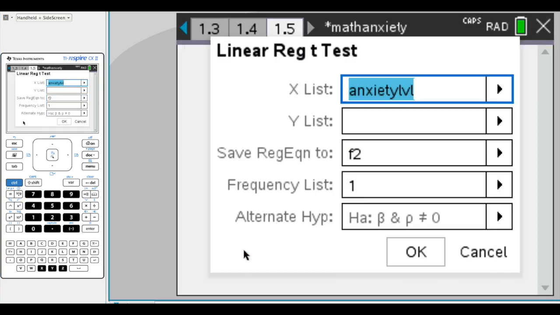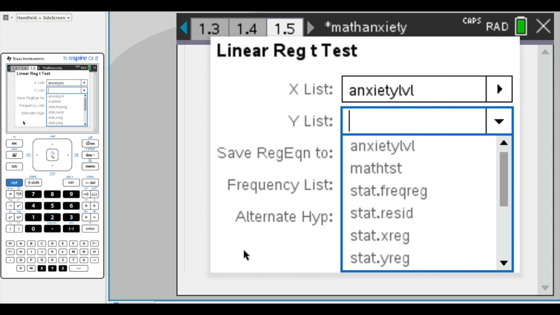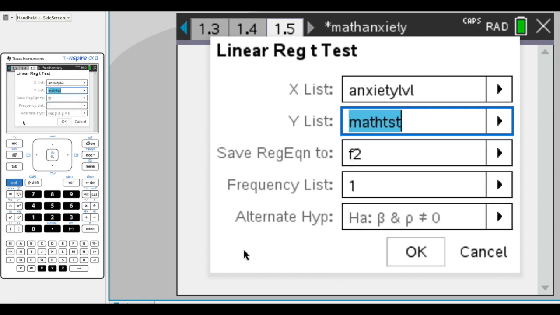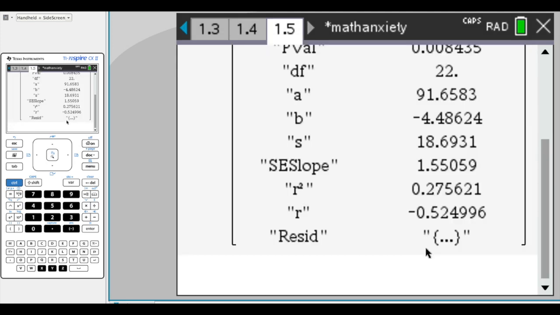Our anxiety level is our explanatory or x variable, and our math test scores are our output or our response variable. It does save our regression equation into F2. We don't have any frequencies. And then our alternate hypotheses are that both beta and this other Greek letter, rho, which is the correlation coefficient, are not 0. So if I hit OK, I get a bunch of values.